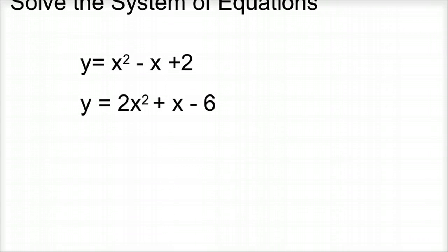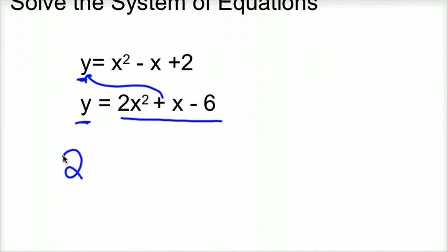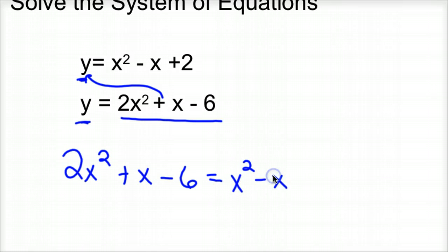I always like substitution, especially where you have y equals. So this is how to do it algebraically. I'll also show it graphically. And so since y equals 2x squared plus x minus 6, that all can be substituted in for the y up there. So we'd have this equation, 2x squared plus x minus 6 equals x squared minus x plus 2.